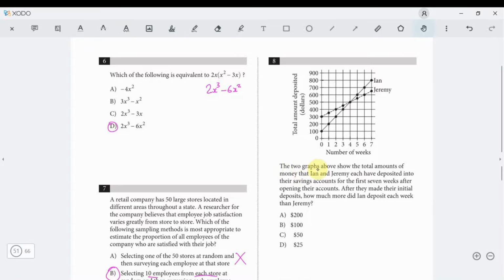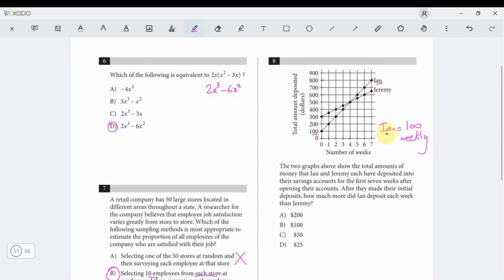Question 8 says the two graphs above show the total amount of money that Ian and Jeremy deposited. After they made their initial deposit, how much more did Ian deposit each week than Jeremy? So realize that this one is for Ian. Realize that Ian started with $100, then week 1 he had 200. So that means that Ian deposits 100 weekly.